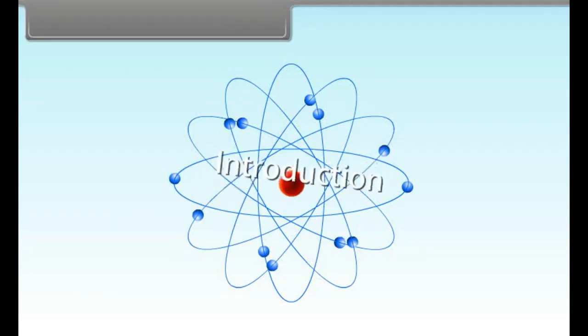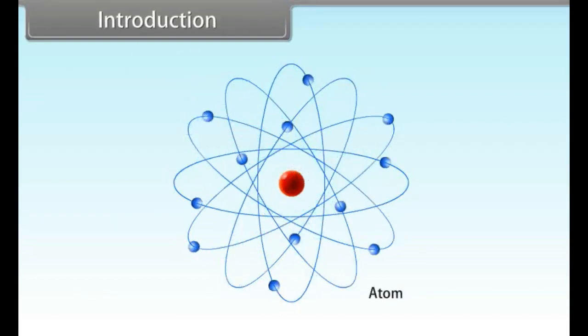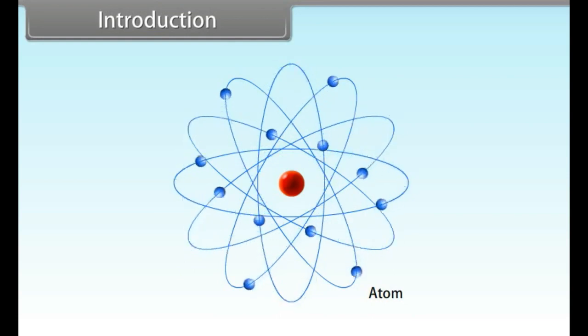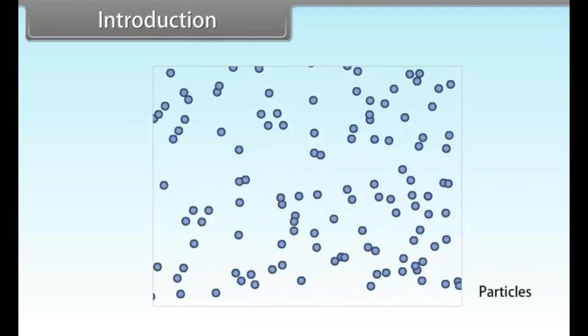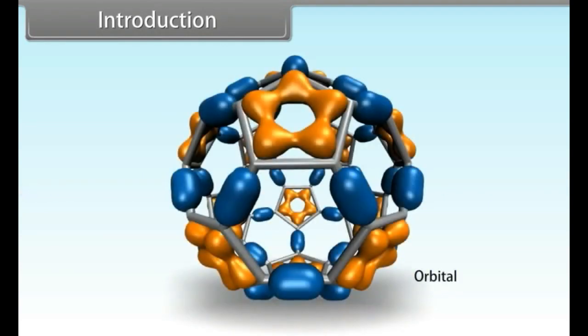Introduction. Hey kids, today we will learn the quantum mechanical model of the atom. Matter has dual behavior, wave as well as particle. Heisenberg's uncertainty principle is only applicable to small particles such as electrons. The region of the atom where the probability of finding an electron is maximum is called an orbital. Orbitals are characterized by a set of numbers known as quantum numbers.